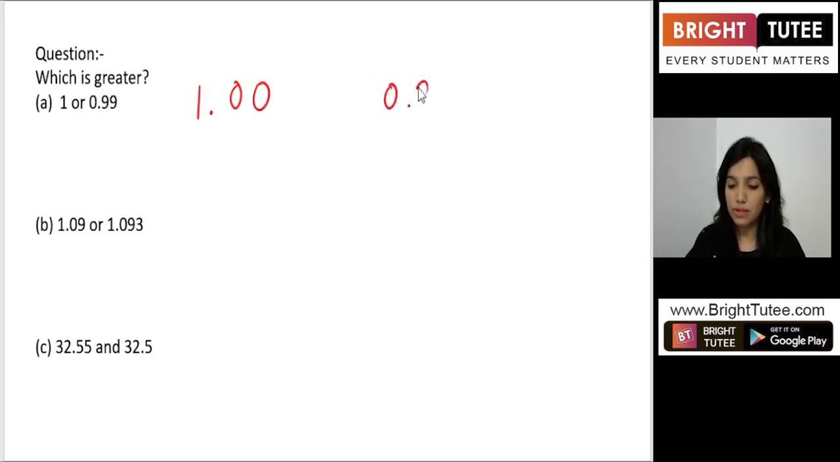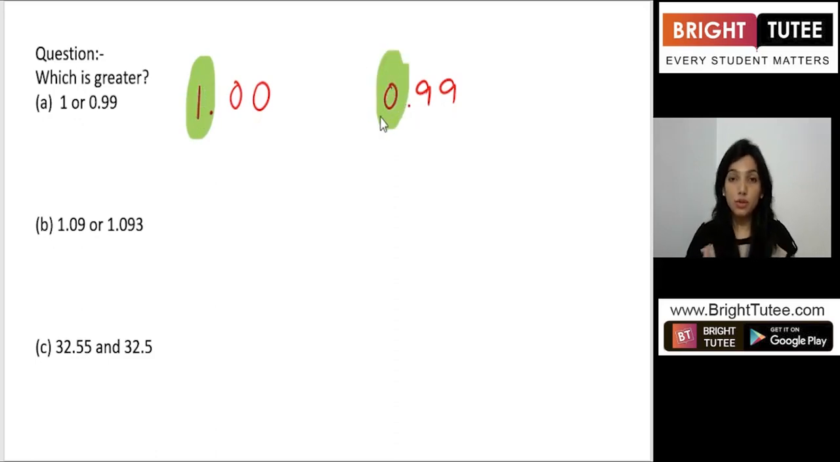And what is the other number? It is 0.99. Now what are we going to compare at first? We are first going to compare the whole numbers. So which whole number do you see first? Here it is a 1 and here it is a 0. Do you think we need to even look further? No, we don't. We will just compare the whole numbers and clearly we see that 1 is bigger than 0.99. I hope it makes more sense now.